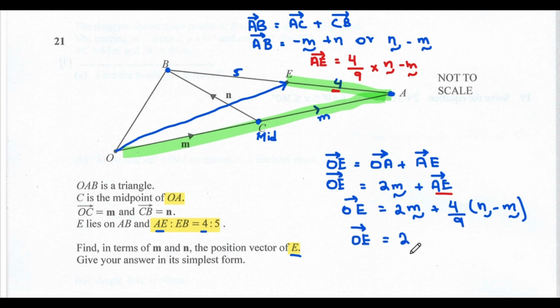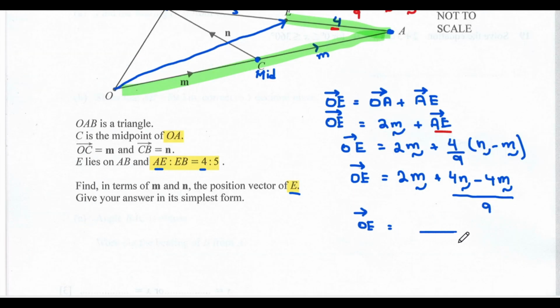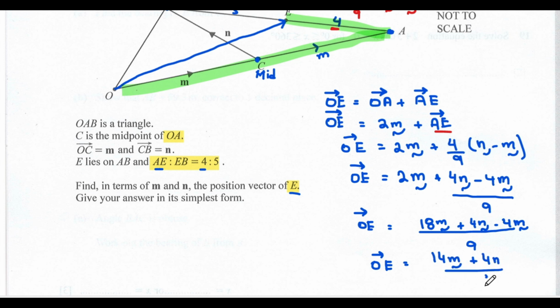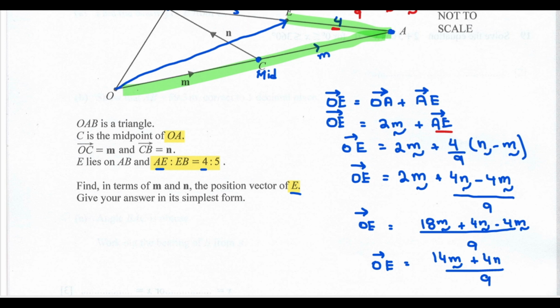Now I can simplify it further and multiply 4 with the vectors inside, so it would be 4N minus 4M over 9. The next thing is that I make 9 the denominator of all the terms. To make 9 the denominator of 2M, I'll multiply it by 9. So it would be 18M plus 4N minus 4M. After that, I'll solve the like terms. So 18M minus 4M would be 14M, plus 4N, divided by 9. So this is the vector OE.